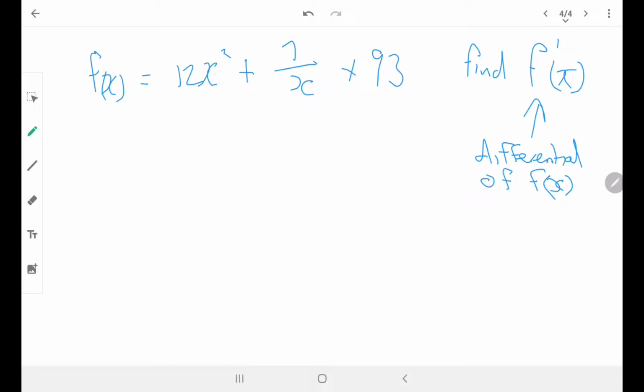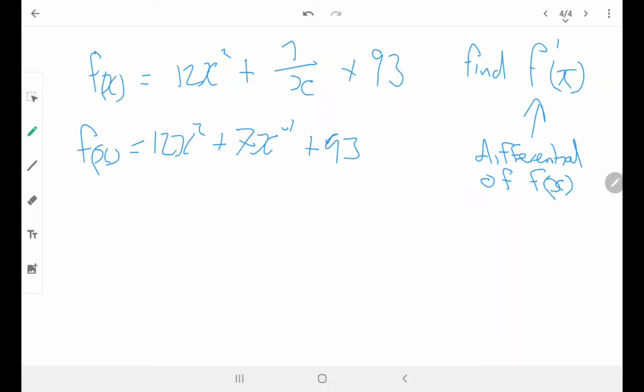Now, we've done this in the past, just a moment ago, where we have 12x squared, and you multiply it. But this one, how can we do that one? Well, this is actually just x to the minus 1. So what we often do in maths is we rewrite it. So you've still got the 12x squared, but this is now 7x to the minus 1. And then that's still plus 93.